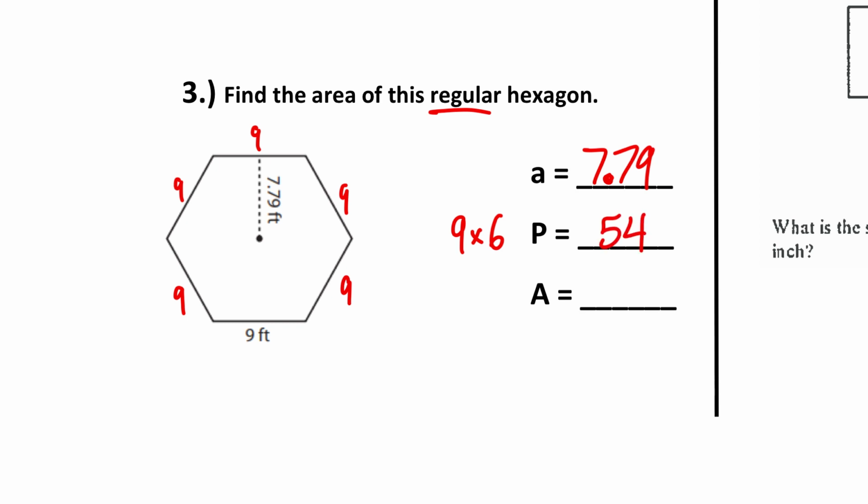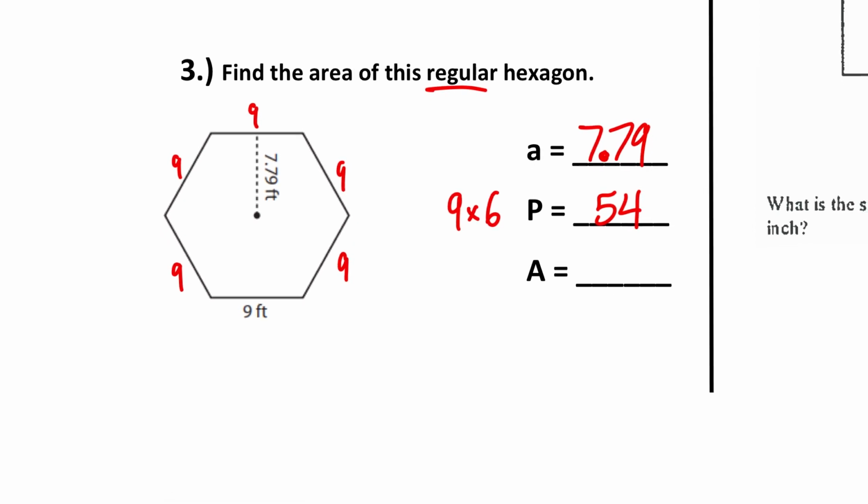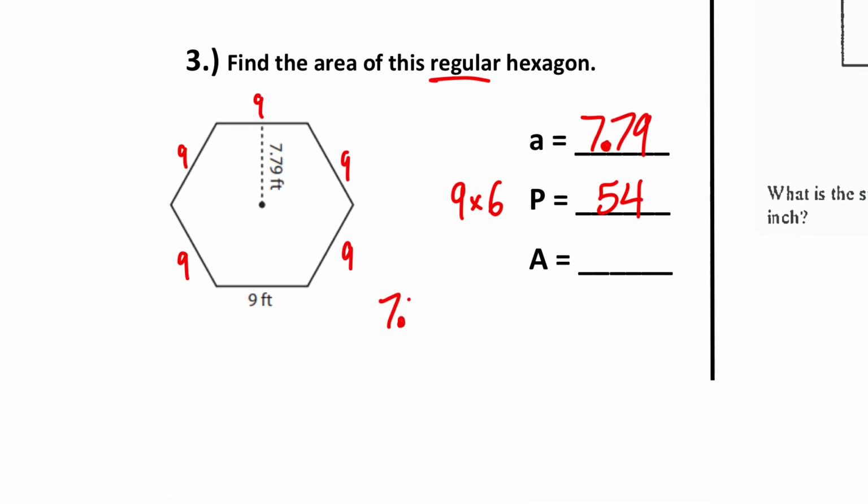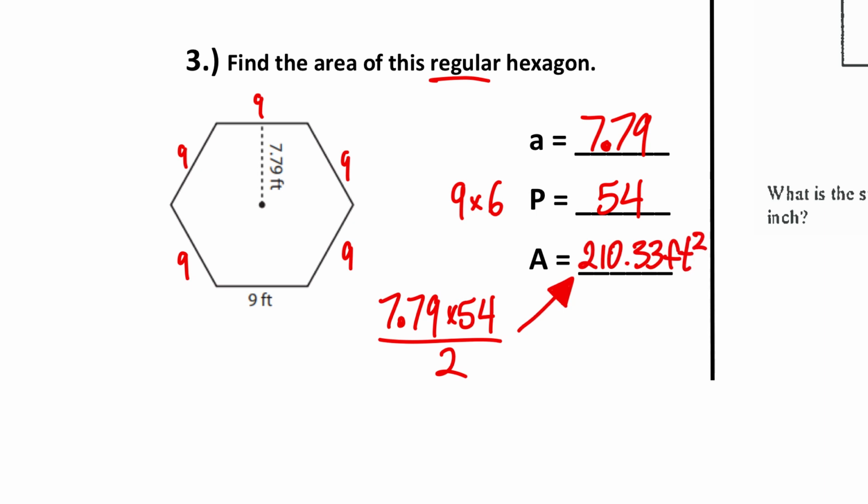Now how do I find the area of this hexagon? Apothem times perimeter divided by 2, which is 210.33 square feet.